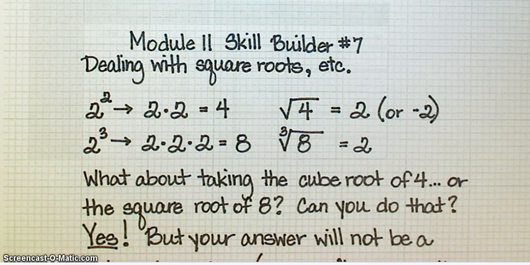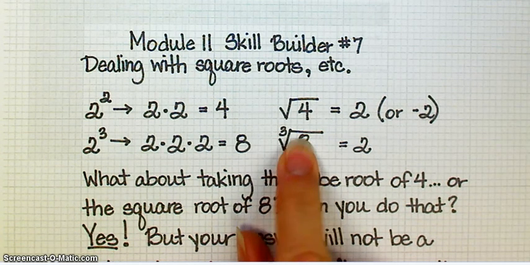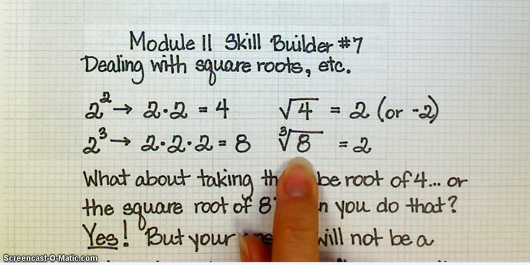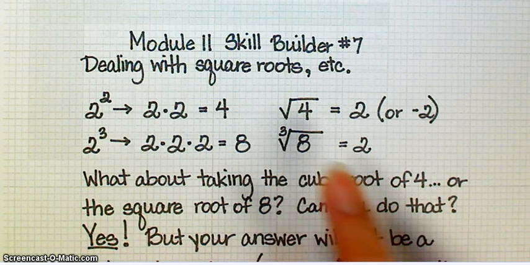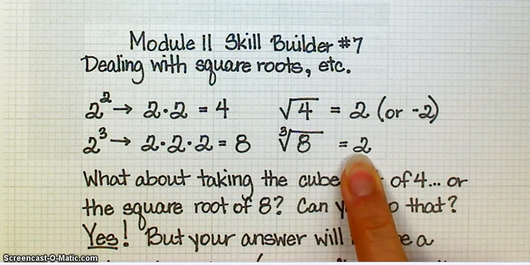Well, if you want to go the opposite direction, the square root of 4 is 2. Why? Because 2 times 2 is 4. The cube root of 8 is 2. Why? Because 2 times 2 times 2 was 8. All right, so we know that these work out. Square root of 4 is 2. Cube root of 8 is 2. So we get something that's a nice whole number.